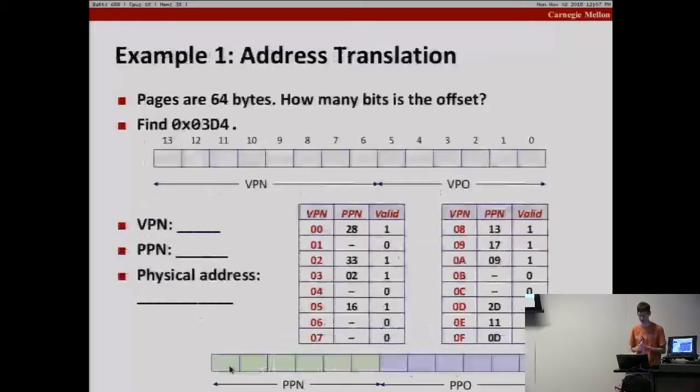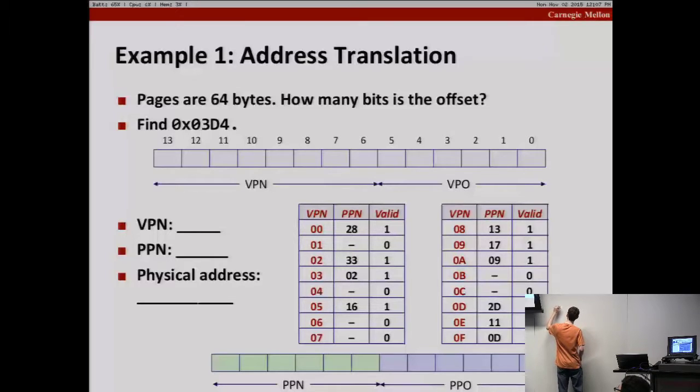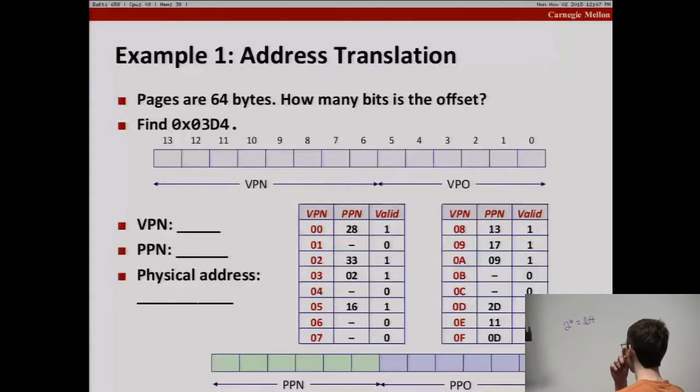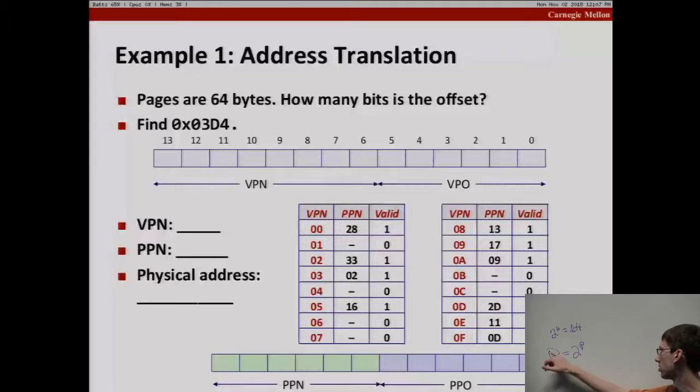Okay, so here's an example. I just told you the answer to the first part. Pages are 64 bytes. How many bits is the offset? It's 6, because 2 to the 6 is 64. What we know is that the page size is equal to 2 to the number of bits in the offset, was the formula from before. So this is 64, so that means lowercase p is 6.